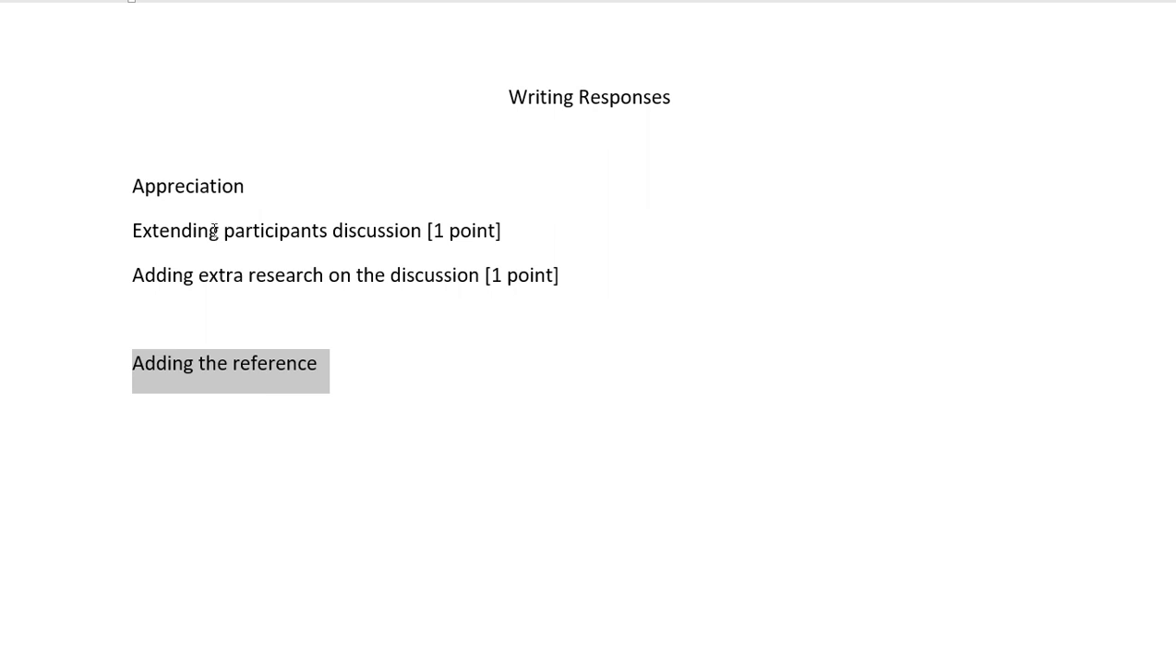Even if you don't write appreciation, it is very important to discuss some of the important points that are presented in the participant's discussion and extend them. You should make sure that you write one point on that, and from the extra research, you will be adding one point for both. You can write around 50 words and finish your response. Please make it a practice, team. I want to see improvement in your responses. Thank you.